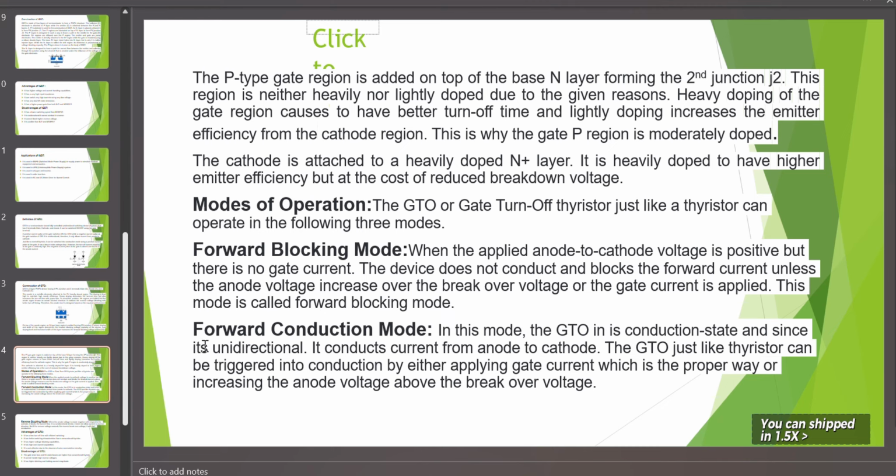And forward conduction mode কি? In this mode, the GTO is in the conducting state, and since it is unidirectional, it conducts current from anode to cathode. The GTO, just like a thyristor, can be triggered into conduction by either applying gate current, which is the proper way, or increasing the anode voltage above the breakover voltage.